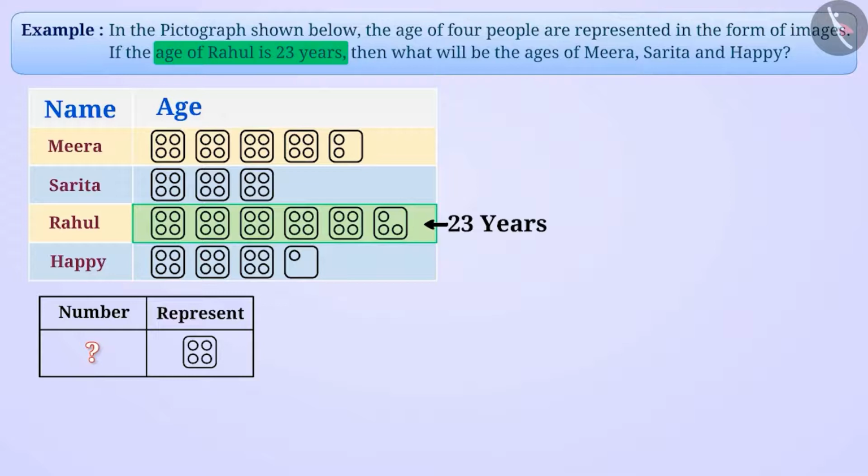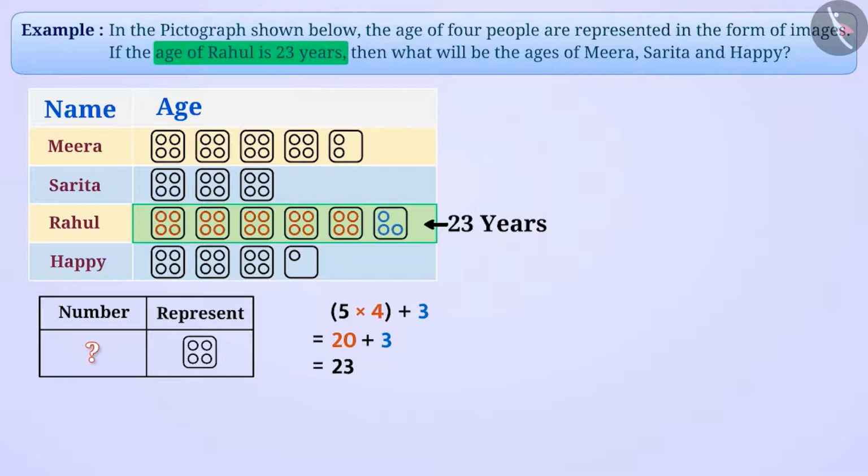We see that there are 4 circles in each of the 5 complete images here. In this way, there are a total of 5 multiplied by 4 is equal to 20 circles. And if we add the 3 circles of the last image, then we get 20 plus 3 is equal to 23. This number shows the age of Rahul.